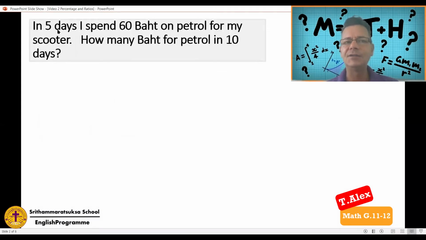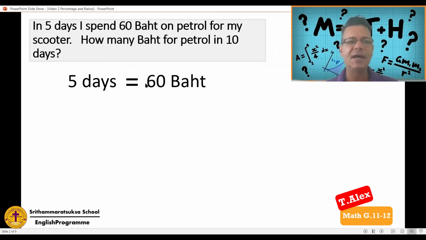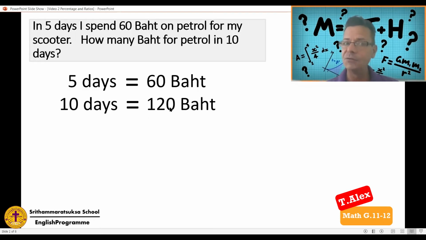In 5 days, I spend 60 baht on petrol for my scooter. How many baht for petrol in 10 days? So we have a relationship here. A ratio of 5 days equals 60 baht. That's how much petrol I use in 5 days. It costs me 60 baht. What about 10 days? I think you can probably work this out in your head. 10 is 2 times 5, so in 10 days I will spend 120 baht.